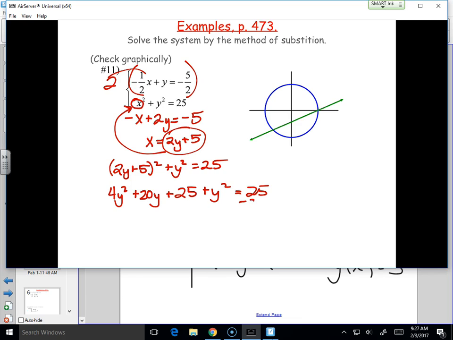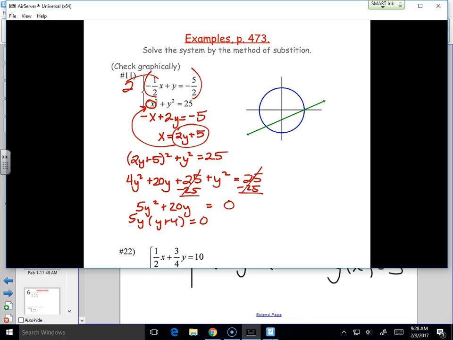Let's combine some like terms. Let's get everybody to one side, because we know if there's a quadratic, we need to get one side equal to 0, right? 4y squared plus 1y squared is 5y squared. Plus 20y equals 0. True? Sweet, let's pull out that 5, let's pull out that y, and we end up with y plus 4 equals 0. Whenever we have factors equal to 0, what do we do? Set them both equal to 0.